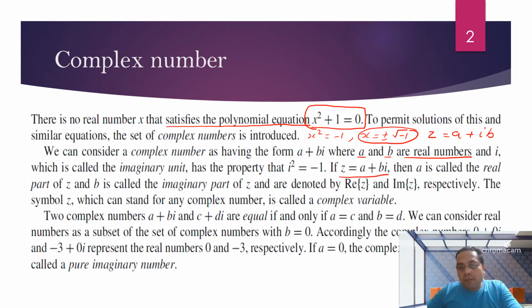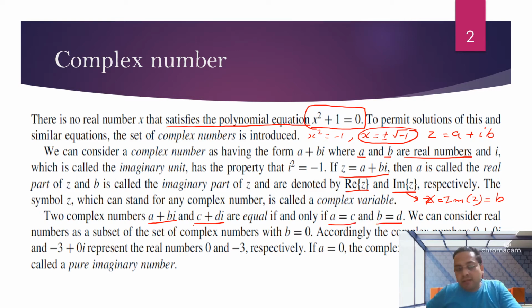The real part of the complex number is represented as real part of z, and the imaginary part of the complex number is the imaginary part of z. If we write imaginary part of z, that means it is equal to just b without iota, because we are considering only the imaginary part which is multiplied by the iota. If a plus b iota and c plus d iota are two complex numbers, we say that both numbers are equal if and only if a is equal to c and b is equal to d.